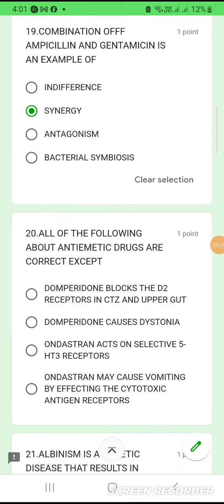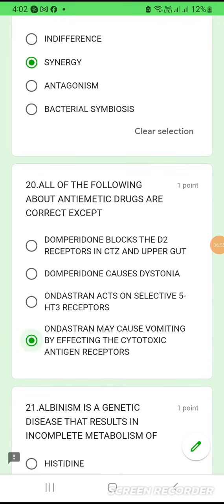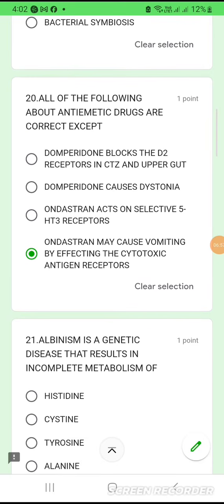20th question, all of the following about anti-emetic drugs are correct except is the question. So let's see the first option. Domperidone blocks the D2 receptors in CTZ and upper gut. That is right. Domperidone causes dystonia. That is correct. Ondansetron acts on selective 5-HT3 receptors. That is also correct. But the last option, ondansetron may cause vomiting by affecting the cytotoxic antigen receptors, is a wrong answer. Okay. So which is not correct?